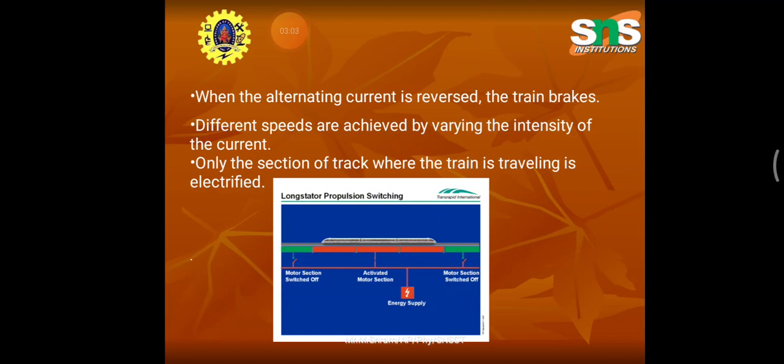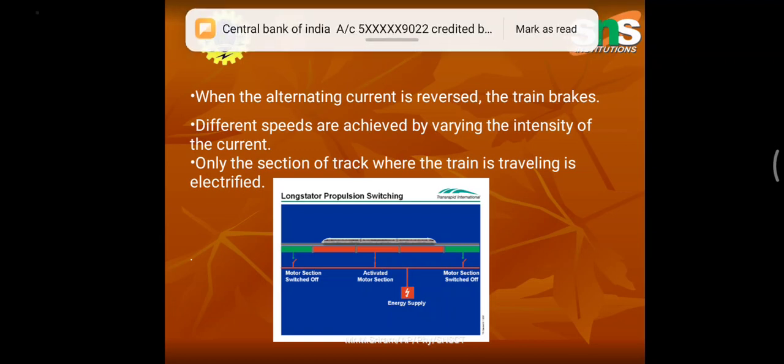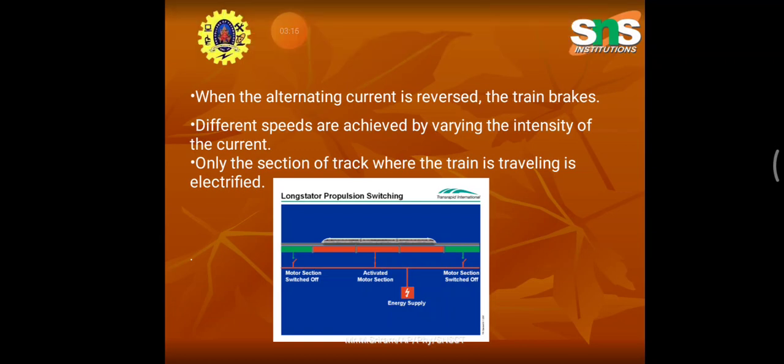When the alternating current is reversed, the train brakes. Different speeds are achieved by varying the intensity of the current. Only the section of the track where the train is traveling is electrified.